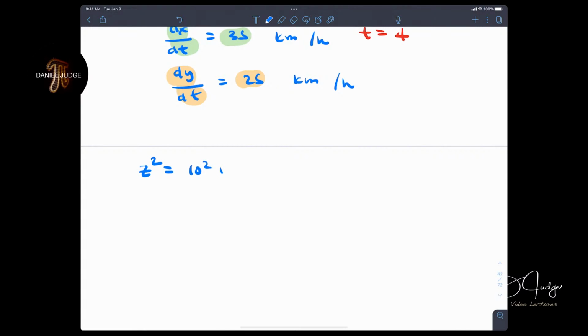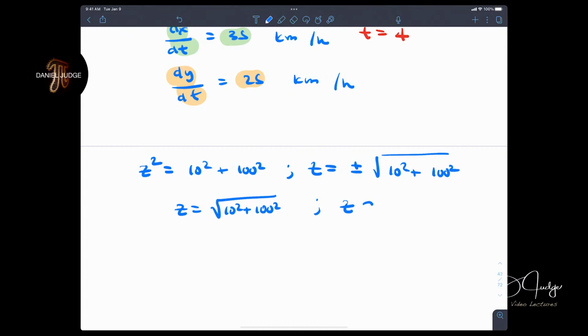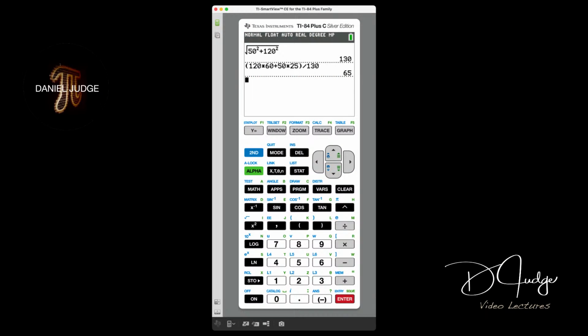Pythagorean theorem will say this. z squared equals 10 squared plus 100 squared. z is plus or minus the square root of 10 squared plus 100 squared. z is really the positive square root of 10 squared plus 100 squared. Let's see what z is approximately. Let's get out the TI. Second, square root 10 squared plus 100 squared. And that's about 100.5. So this would be about 100.5. This is the square root of 10 squared plus 100 squared. Let's be careful with that. 100.5. So that's going to go down here. Okay, so I'm going to copy all this.